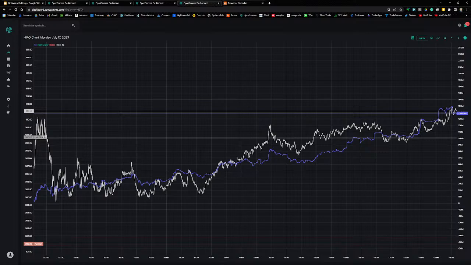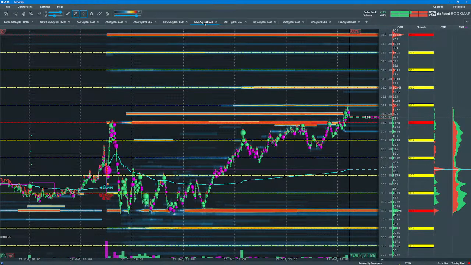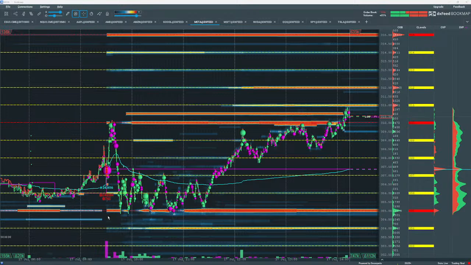All right, let's go take a look at Bookmap. So there's the support and consolidation at the 305 level, and price starts to move higher as traders continue to sell puts and start buying calls. Good for a move up to the 310 level so far. All right, the next is NVIDIA.